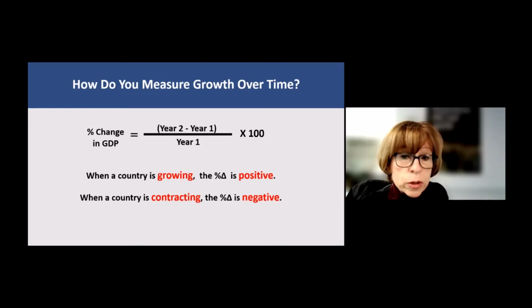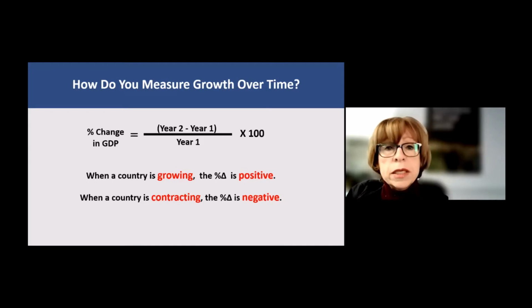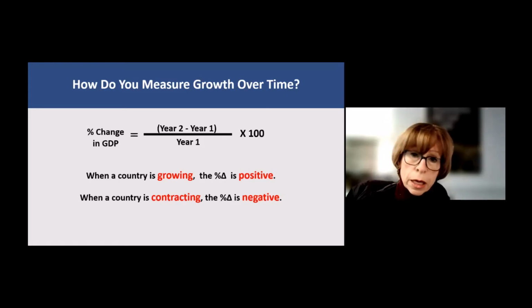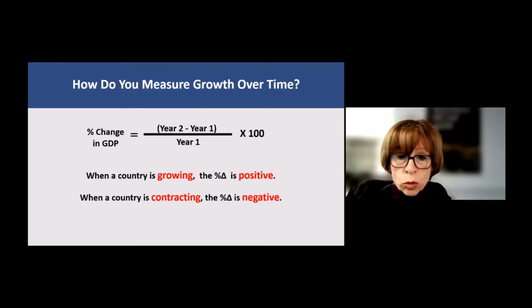Now, if that number is positive, the economy is expanding or growing. If that number is negative, the economy is contracting or in a recessionary period. So right now, economies are coming out of COVID, so they're growing, they're expanding.